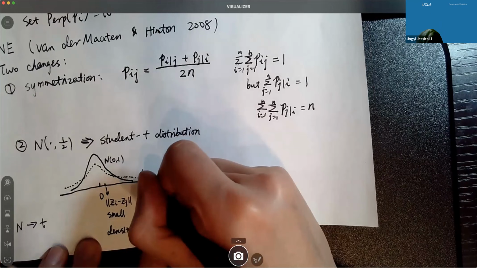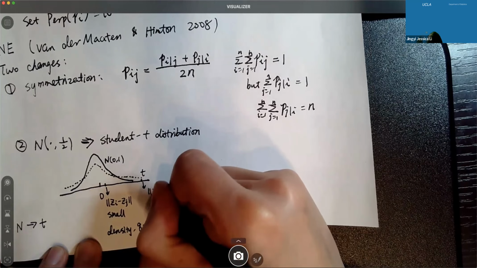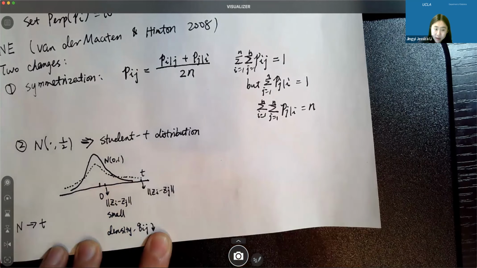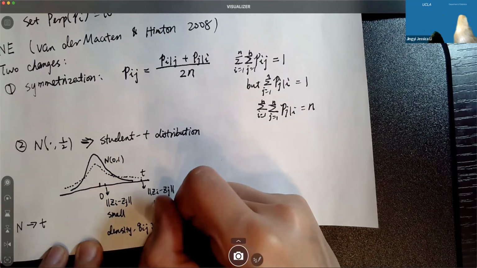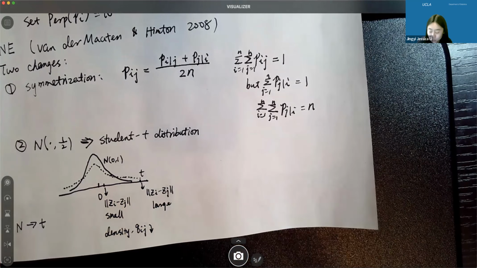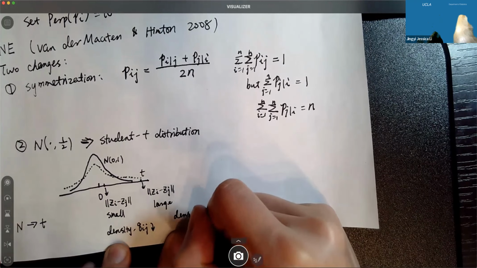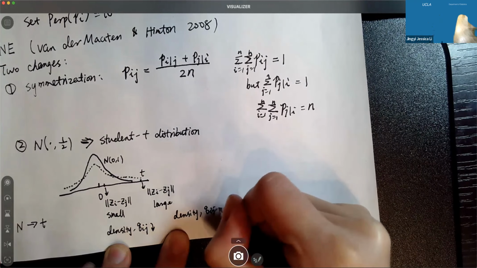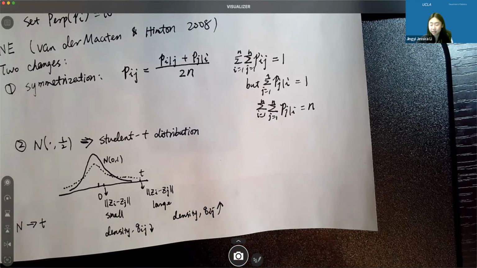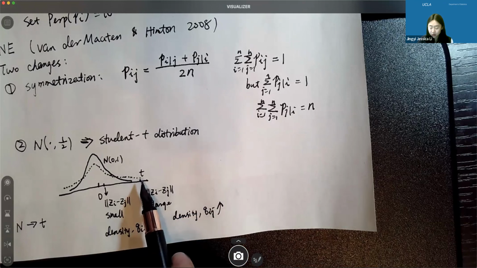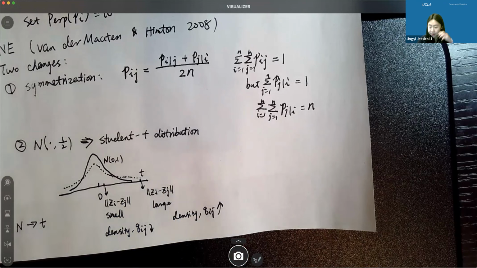But now if zi and zj lie in the tail, that means the distance is large, and the density would increase if you go from normal to t. So in this case, the density and Qij would increase. It means that if you want to have the embeddings in the low dimensional space, this t distribution would allow you to have a bigger cloud. I should say that this is the relationship.